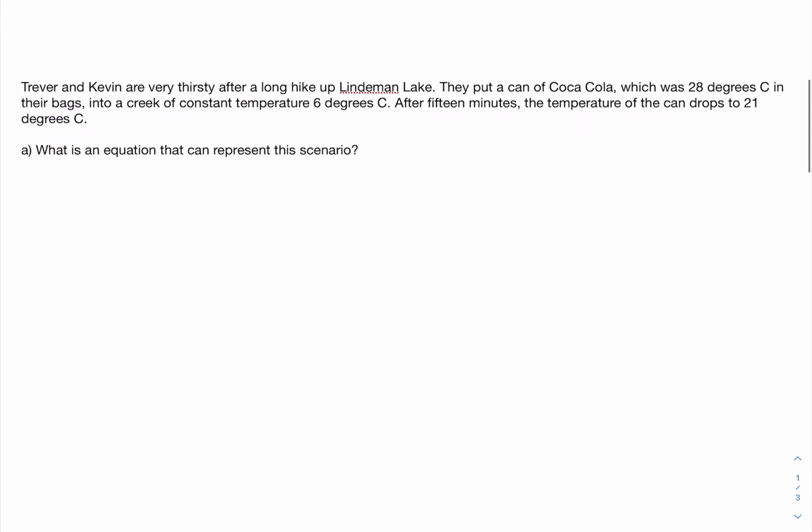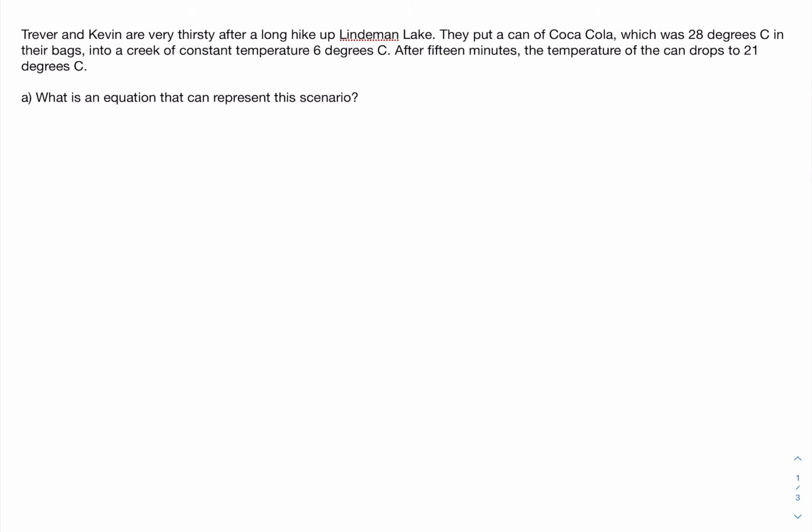So let's dive right into it. For our first question: Trevor and Kevin are very thirsty after a long hike up Lindeman Lake. They put a can of Coca-Cola, which was 28 degrees C, in their bags into a creek of constant temperature 6 degrees C.